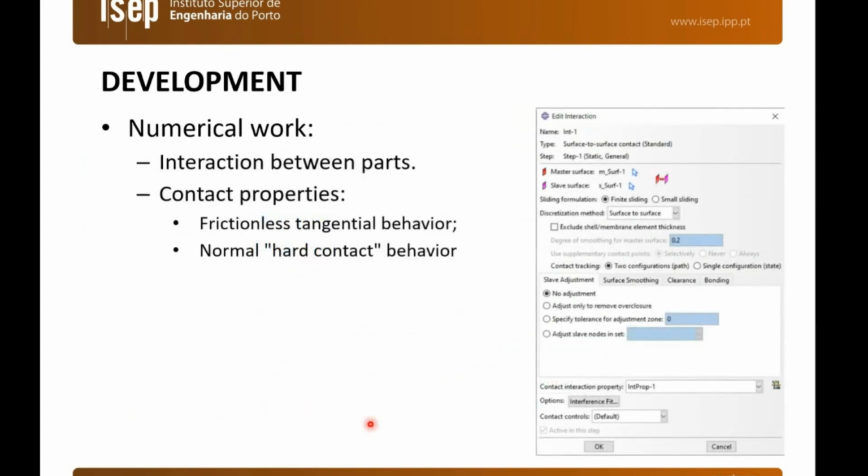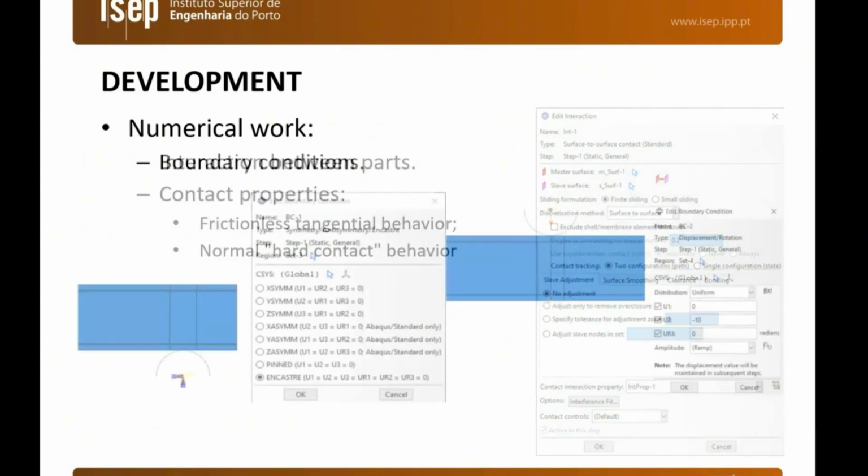Some details about the part interaction. Here we are talking about the specimen and the punches. We consider a normal hard contact behavior to avoid interpenetration, and here we consider a frictionless tangential behavior so that we try to mimic the roller effect in the specimen.